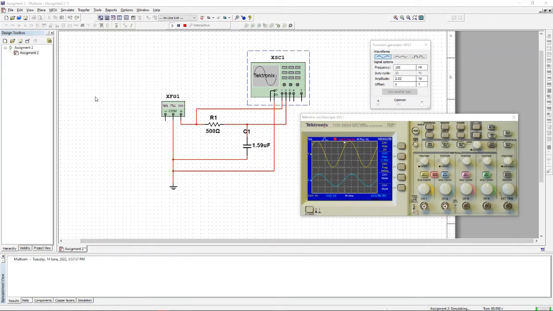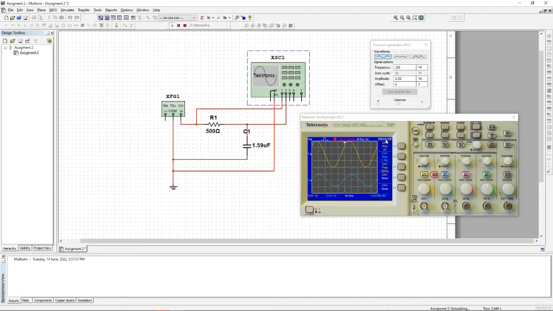Okay, so I will explain about the procedure. First of all, this is some equipment that we need. This is the function generator. This is the Tektronix oscilloscope. This is the resistor, this is the capacitor, and this is the ground. The resistor we use is 500 ohm, and the capacitance is 1.59 microfarad. Okay, so we close it first, and then we start running.